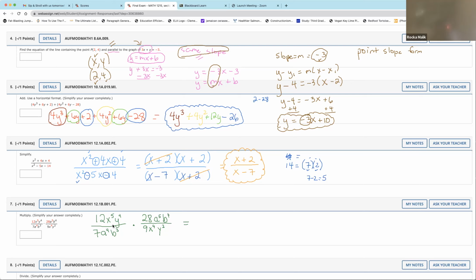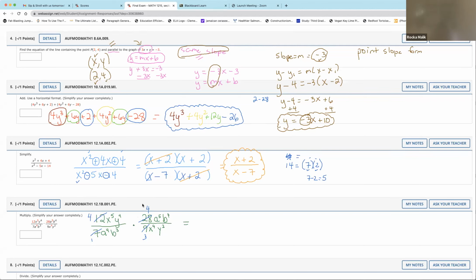So, 7 can go into 7 once, and it will go into 28 four times. This is so I have smaller numbers to multiply. And 3 can go into 9 three times, and 3 will go into 12 four times. Now I have smaller numbers to multiply.